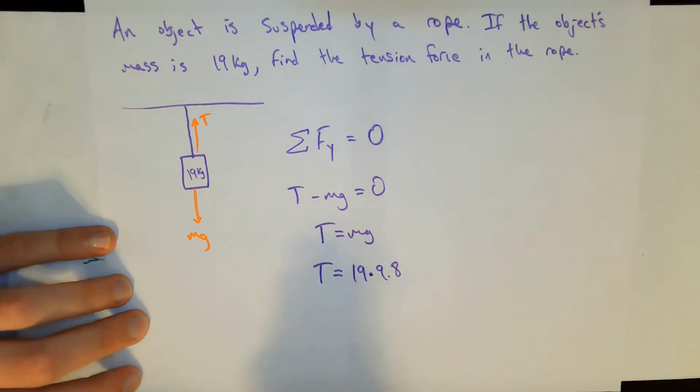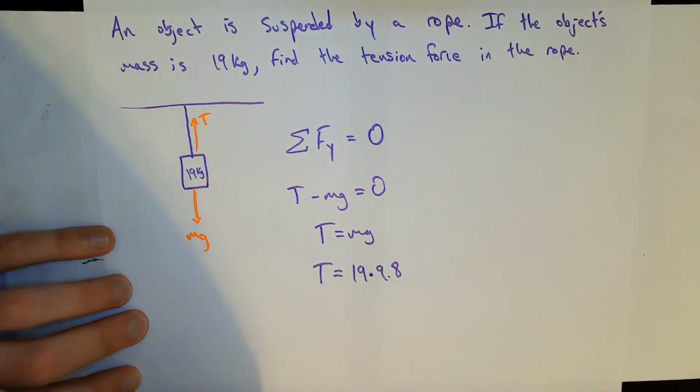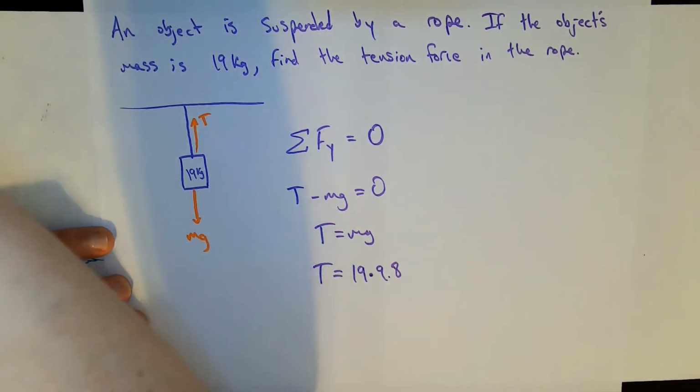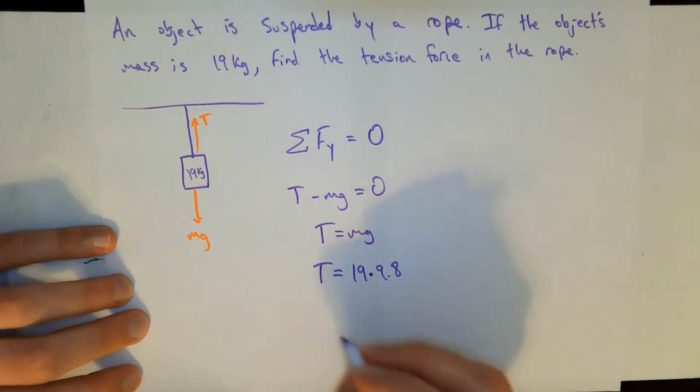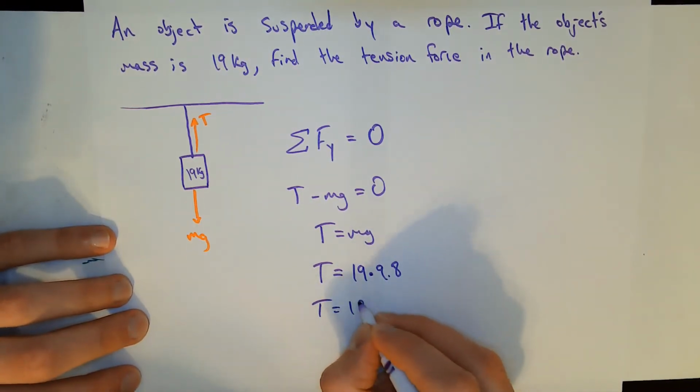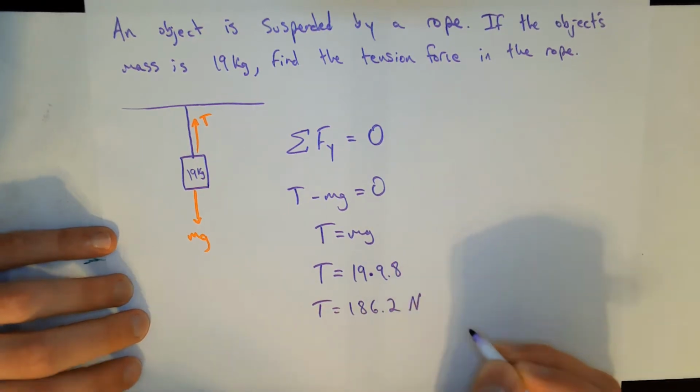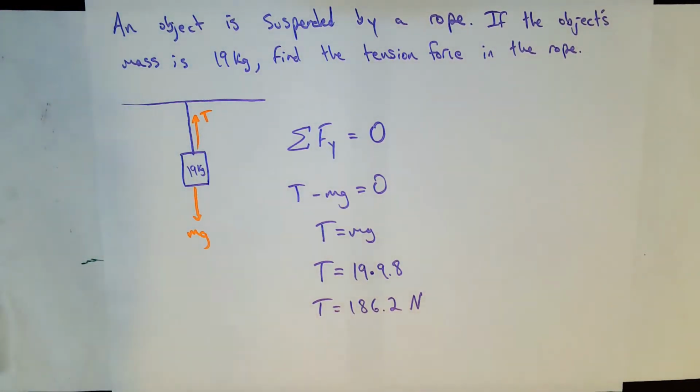19 times 9.8 would give me 186.2 newtons, which is a lot of force, but 19 kilograms is a fairly heavy mass, like 40 pounds or something like that. So, a fair bit of tension force in the rope. And that's it for an object suspended by a rope.